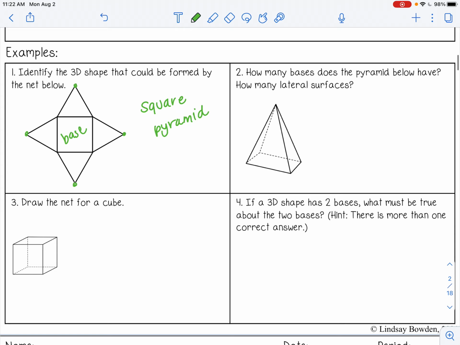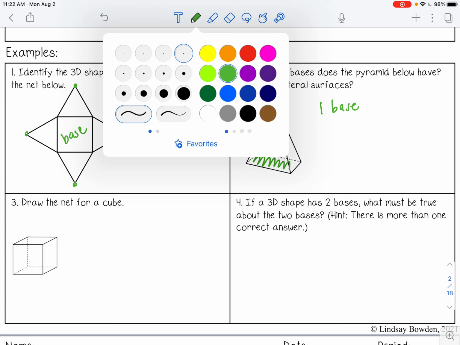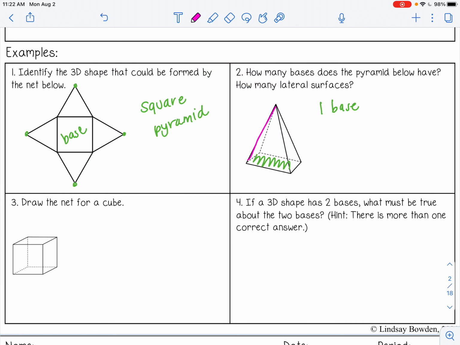Number 2, how many bases does the pyramid below have and how many lateral surfaces? So a base is like the bottom. So it just has one base, this rectangular base here. And then all the other faces would be lateral surfaces. So it has this front triangle, then it has the two side triangles, and then it would also have this back triangle too. So it has 4 lateral surfaces, and they're all triangles.